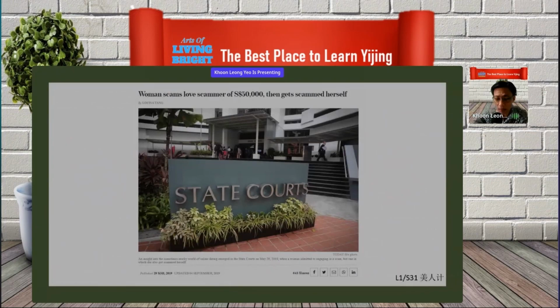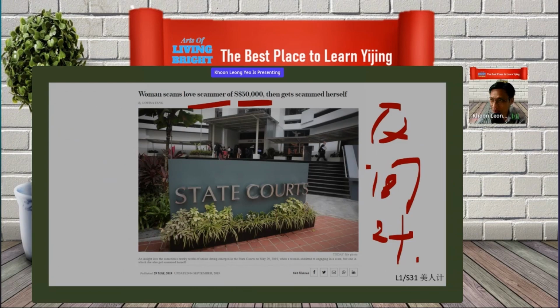Okay, like 反间计. There's another example here that I'm showing you in these slides. Is woman scams love scammer. Now, this woman was actually a victim of the love scammer. But this woman happened to realize that the other party is a love scammer, and she in turn scammed the love scammer of 50,000. This is called 反间计. Okay, double agent, 反间计. But because the way she's doing it was morally wrong, therefore she got herself into trouble. And then the scammer 反间计 get scam herself. So the scammer wanted to scam her, she scammed back the scammer, and then she got scammed again. Okay, so it's like, wow, very messy.